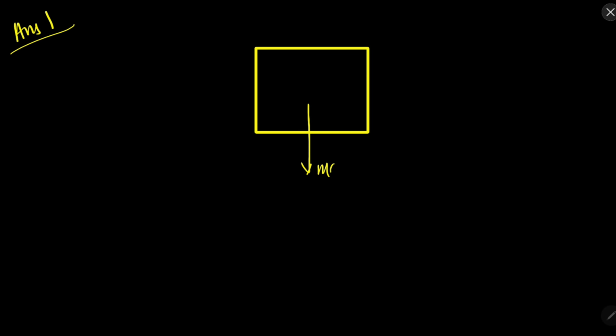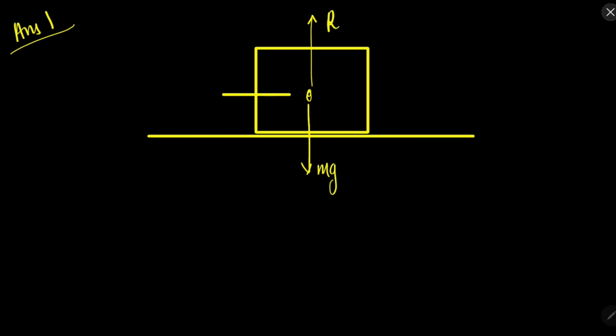So let's say this is the object. There will be one force which will be acting downward, weight, and one force which will be the normal force provided by the surface. Okay, this is the surface. Then let's say the body is moving in this direction. Then the frictional force will be in this direction, which is mu into the normal force.